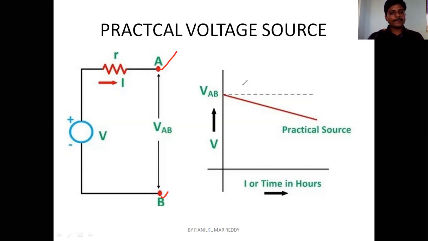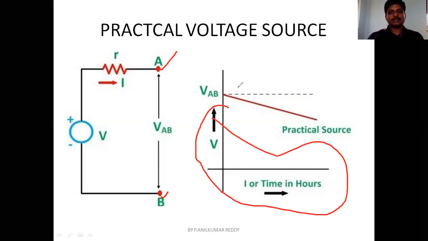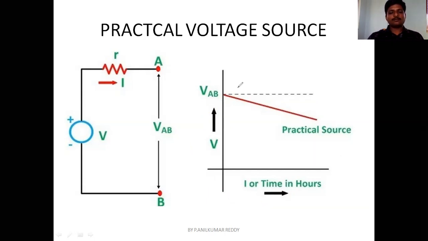So this is the VI characteristic of a practical voltage source. The practical voltage source will have a drooping characteristic, but the ideal voltage source will have a constant, straight line. And this is the symbol for a practical voltage source. A practical voltage source will have some small internal resistance, but an ideal voltage source will have zero internal resistance. So that is one point.